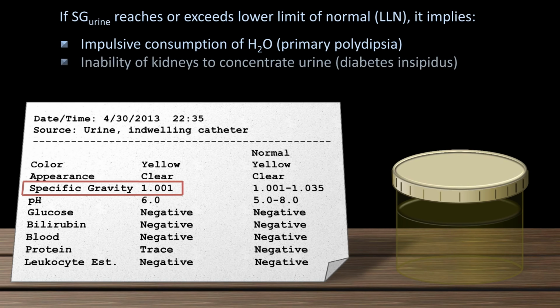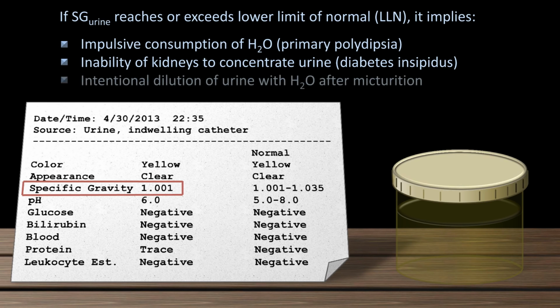The patient's kidneys may be unable to concentrate the urine, a condition called diabetes insipidus, not to be confused with the other diabetes that's associated with blood sugar. Or last, the patient has intentionally diluted the urine with water after micturition. Why would someone want to do that? Trying to pass a drug screen.